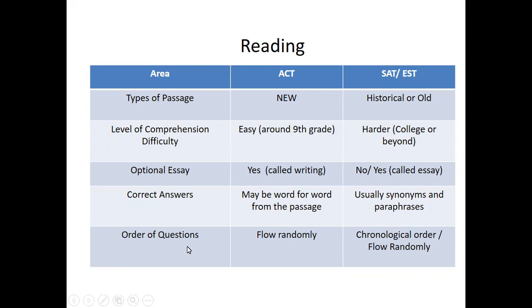The order of the questions and where you're going to find your answers: on the ACT, the answers and the order of the questions flow randomly. You can find answers at the beginning or the end or the middle, whereas on the SAT, the answers are usually in chronological order of the passage. So your first question will be found at the beginning of your passage. Your second question's answer will be found after where you found the answer to the first question. The third answer, you will find it after where you found the answer to the second question, and so on. For the EST, it's more like the ACT. The answers flow randomly throughout the passage.